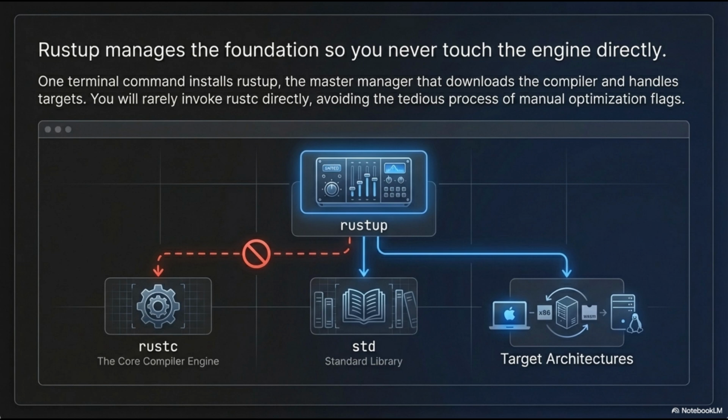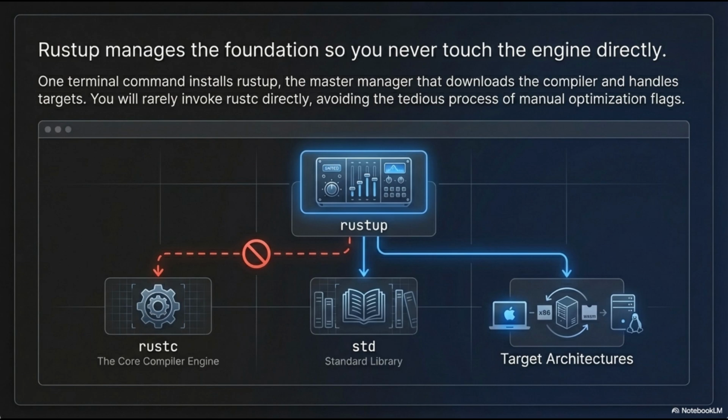Wait, like cross-compiling? Yeah, exactly. If you're on a Mac but you need to compile a binary that will run on a Linux server, Rustup pulls down the necessary components to cross-compile with just a single command. Oh, wow. That's incredibly handy. It really is. And once that initial installation finishes, you essentially have three main executables. The first is Rustup itself. The second is rustc, which is the actual core Rust compiler.